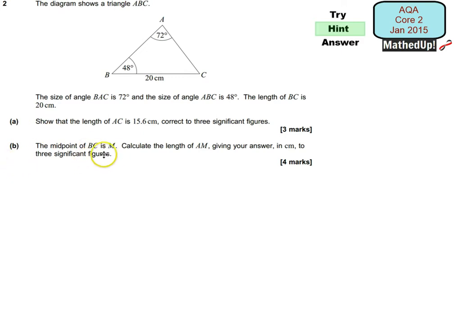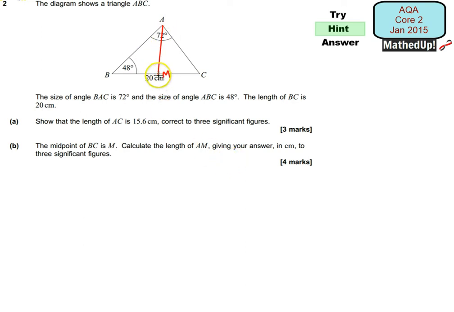For part B, it says the midpoint of BC is M. So there's BC, and the midpoint we're going to label as M. So let's mark that in. That there is going to be M. And we need to calculate the length of AM. So I need to drop a line here, and we're going to calculate the length of that line there. Okay, so we want to find the length AM.